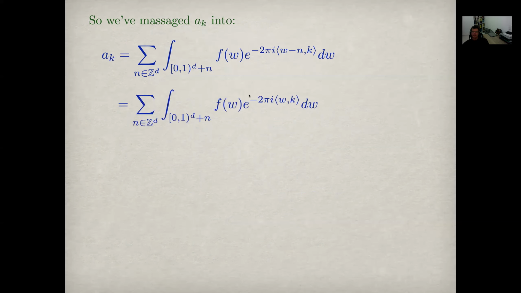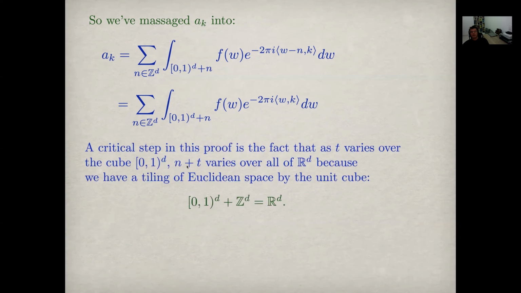And now the integrand is the same for each n here. So the sum over the integral becomes, guess what? A single integral over the whole space, using the fact that the unit cube tiles all of space by translations with the integer lattice. This is one of my favorite steps of the proof. We have this tiling phenomenon by the unit cube. And so again, we integrate over the unit cube plus any fixed n, but we sum over all n integers. And because the unit cube tiles, this sum of these integrals becomes a single integral over the whole space. And so a_k becomes a single integral over the whole space, f of w times the exponential. And so, wow, this is the Fourier transform of f.